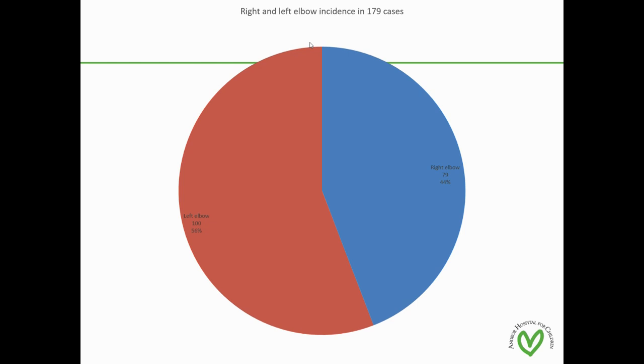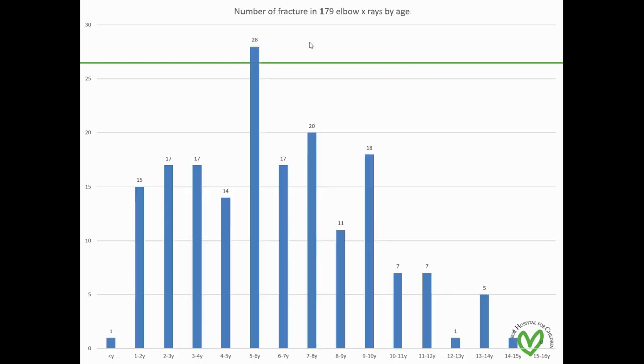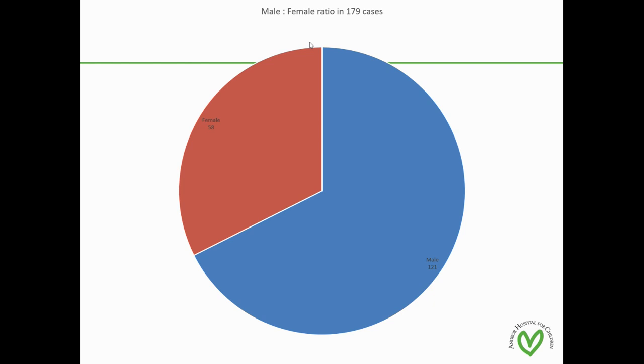If we compare the right and left elbow, the left elbow is more frequently fractured. If we look at fracture by age of the child, children who most often get elbow fracture are around 1 to 10 years old, and the most common is 5 to 6 years old. If we look at the ratio of male and female, male is more common than female.